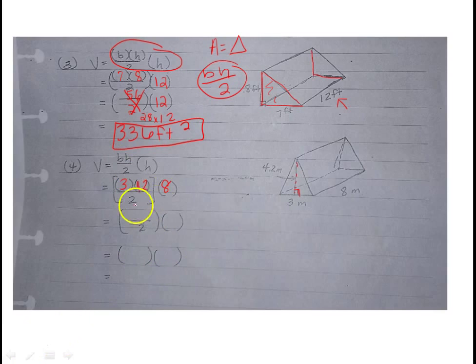I'm going to use my calculator. 3 times 4.2 is 12.6, over 2, times 8. I'm just taking those steps. 12.6 divided by 2 is 6.3. Bring that down and multiply it by 8. And 6.3 times 8 is 50.4.